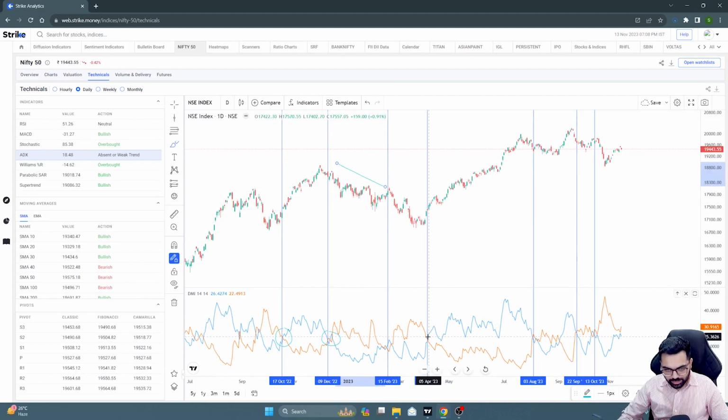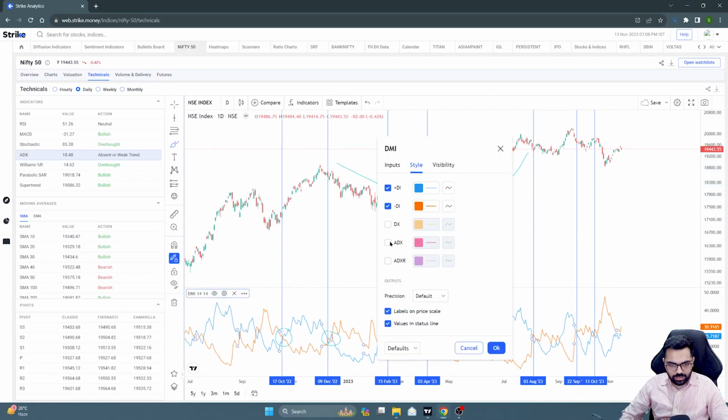Now similarly, in April of this year, positive directional index has crossed above the negative directional index and it has stayed above until August. So all this while the trend has been strong. Similarly, you can interpret through crossovers of both the directional indices.